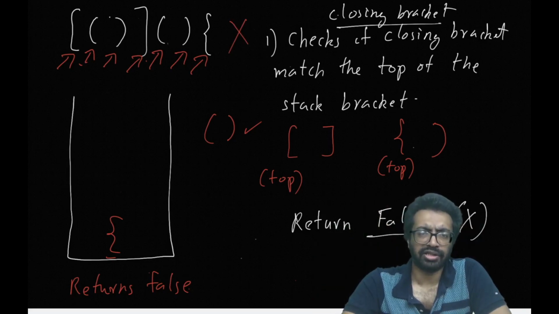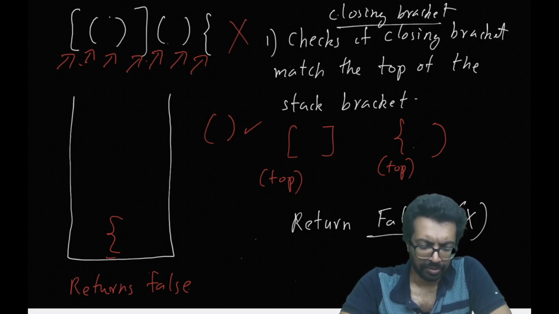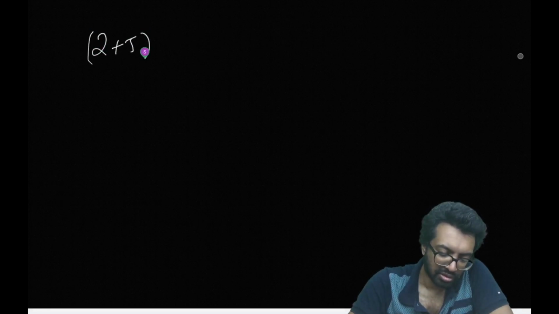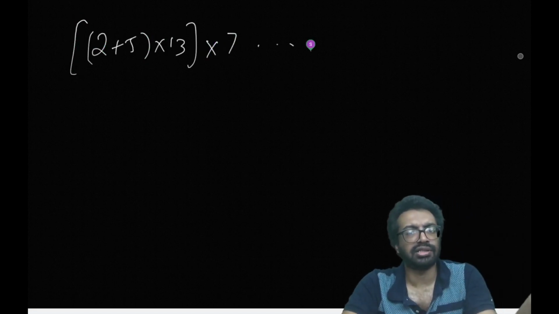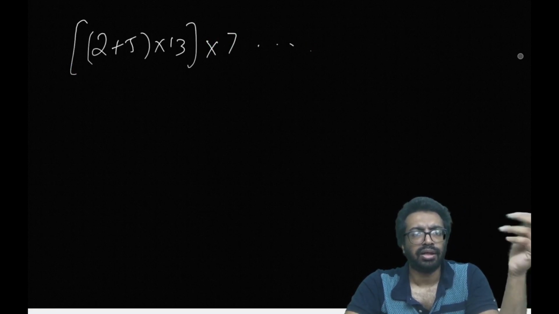Okay, so this is an application of parenthesis matching. So we saw an application of stacks in parenthesis matching. But where does parenthesis matching come up in many places? When you are writing your programs, you might have noticed many places where you will have to write something like 2 plus 5 into 13 into 7, etc. These are typical mathematical expressions you write in your program.